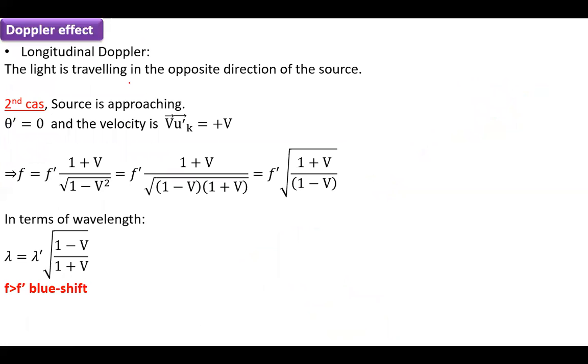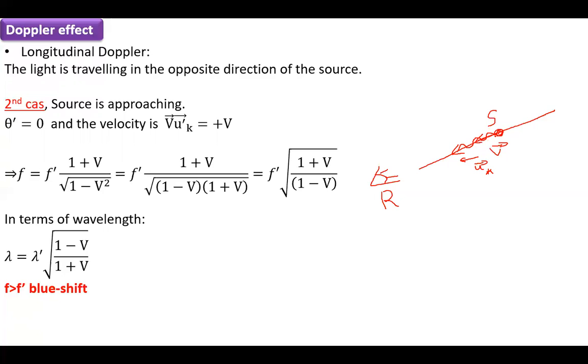The second case of the longitudinal Doppler is when the source is approaching. So you have your same observer in R. You have your source of light S. And this time, the source is approaching with the speed v and also emitting light in the same direction. So the unit vector u is also in this direction. So the angle between v and u is 0.